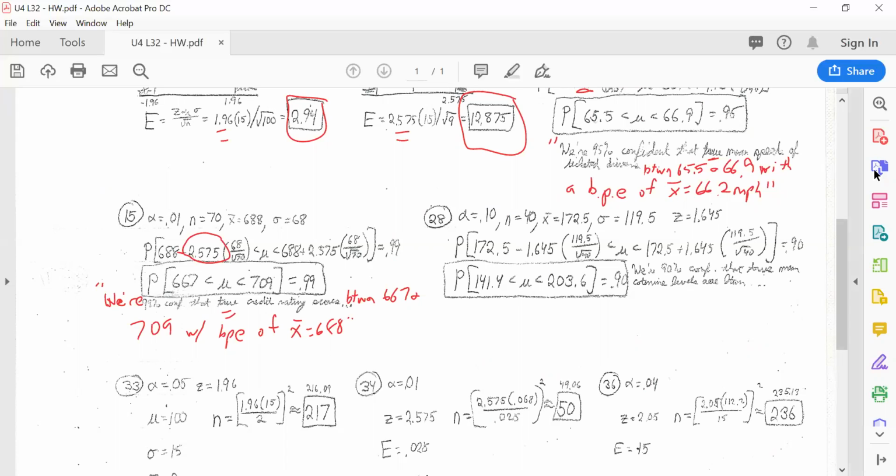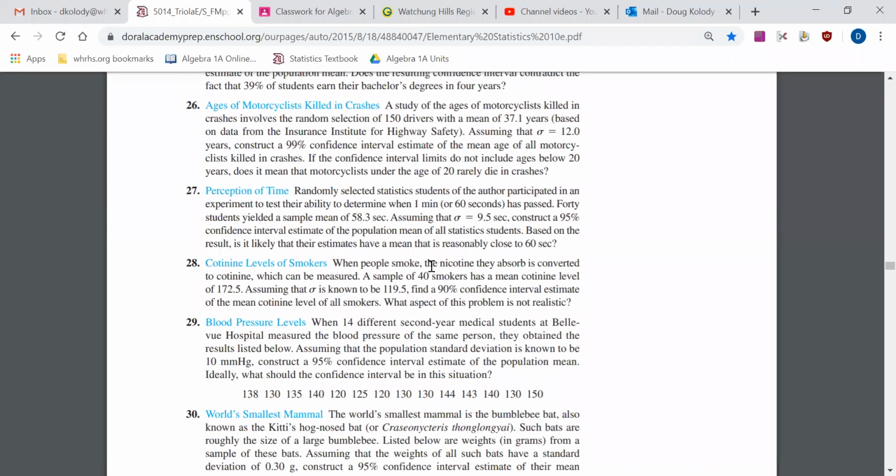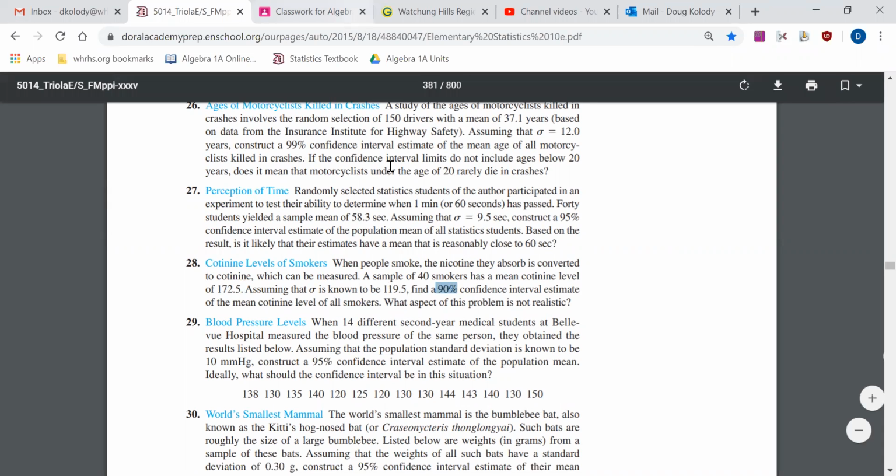Last but not least, 28. Let's go to the book. What does 28 say? 28 says when people smoke, the nicotine they absorb is converted to cotinine, which can be measured. The sample of 40 smokers has a sample cotinine level of 172.5. Assuming that sigma is 119.5, find the 90% confidence interval. All right, so let's go to the answers.